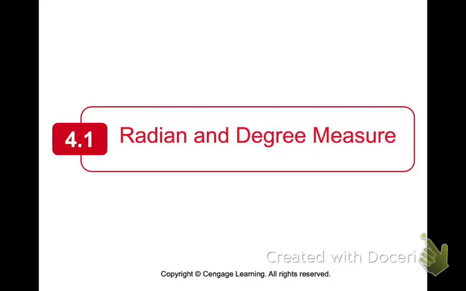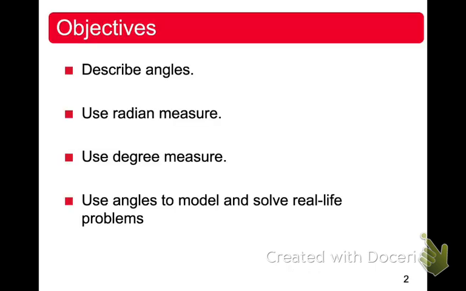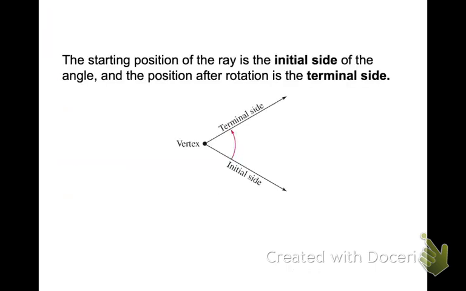Okay, 4.1, radian measure and degree. So we're going to be using both radian measure and degree when we go through things, and you don't even know what a radian is, but you will. Okay, the starting position of a ray is called the initial side.